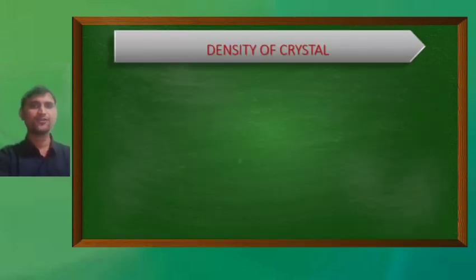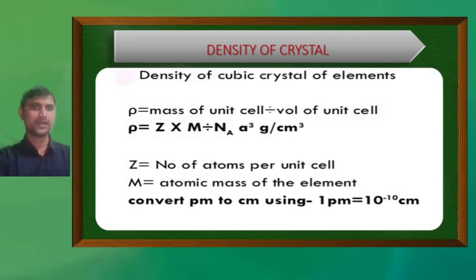Now see the density of crystal. The formula of density is Z into M divided by Na into A cube, and the unit is gram per centimeter cube. Now see the conversion, picometer into centimeter: 1 picometer is equal to 10 raised to minus 10 centimeter. This is a very important point for problem solving. This is a very important conversion.